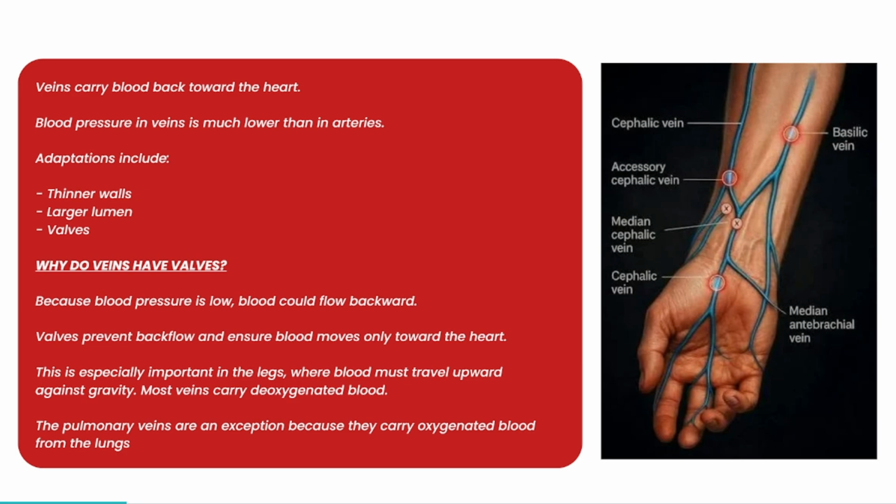Why do veins have valves? Because when blood pressure is low, blood could flow backward. Valves prevent backflow and ensure blood moves only toward the heart. This is especially important in the legs, where blood must travel upward against gravity. Most veins carry deoxygenated blood. The pulmonary veins are an exception because they carry oxygenated blood from the lungs.